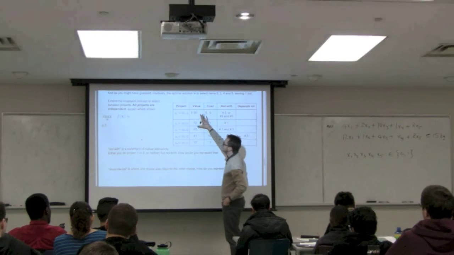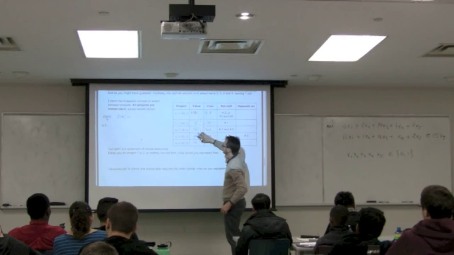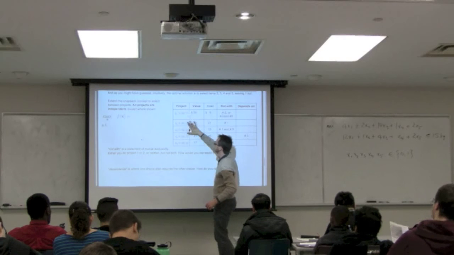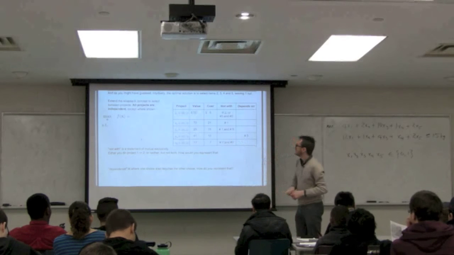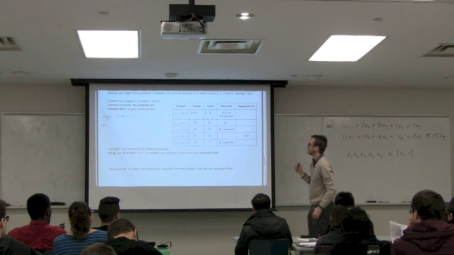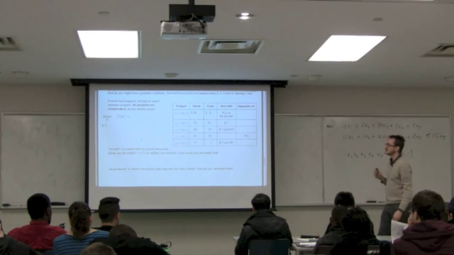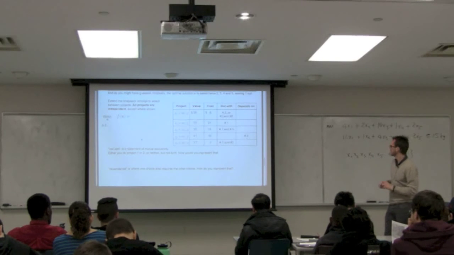So maximize the profit. This is the value that you'll get from project 1, 2, 3, 4, or 5. Each one of these projects is zeros or ones. And there's a cost involved. Okay, so I'd like you to write out a similar objective function.